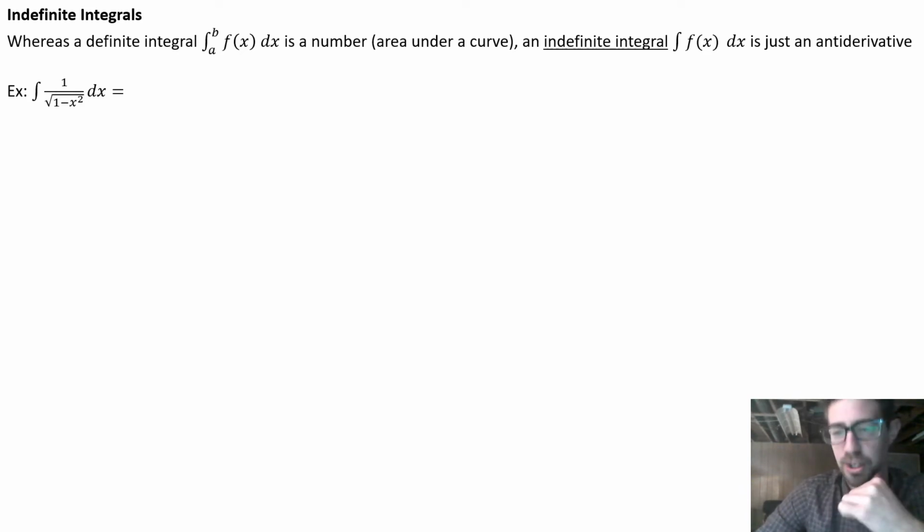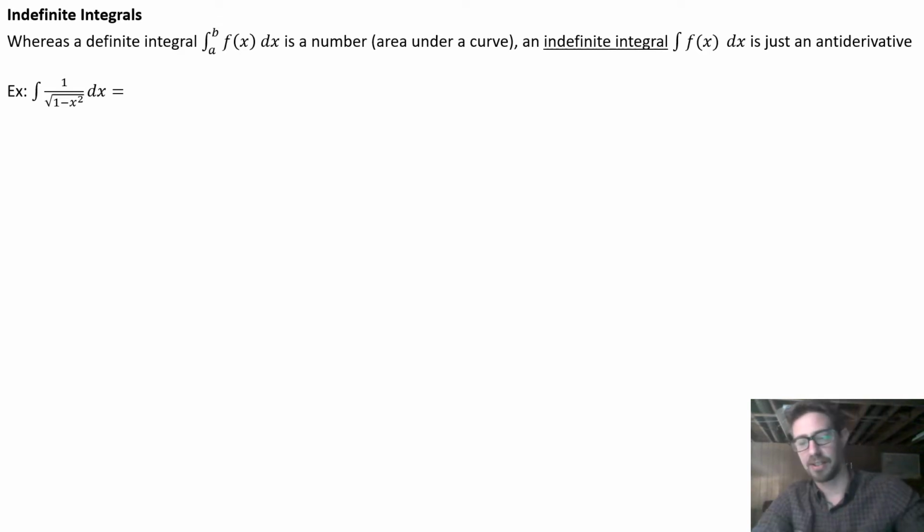You know a function whose derivative is 1 over the square root of 1 minus x squared. At least you should know it. It looks like one of the weird inverse trig derivatives, right? And in fact it is. So you look up your table real quick and you're like, oh, right. The derivative of arcsine of x is 1 over the square root of 1 minus x squared. So that's the answer.